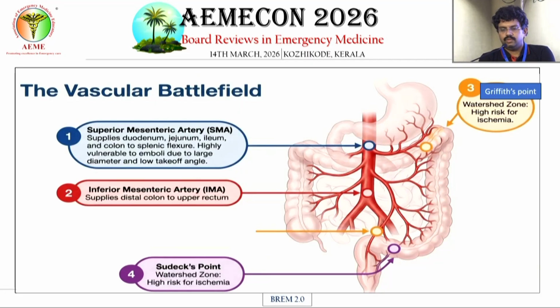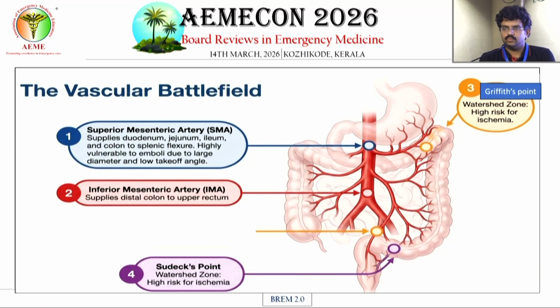So we should know a little bit about the vascular battlefield. The superior mesenteric artery supplies from the duodenum till the splenic flexure. The inferior mesenteric artery, the labeling is wrong, it is a bit higher up, and it supplies till the upper rectum. The SMA is most commonly involved because of its large diameter and low takeoff angle.